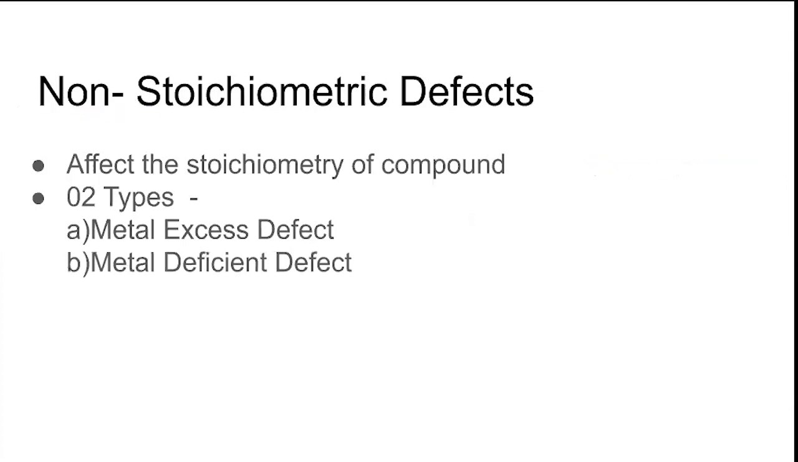Now coming to non-stoichiometric defects. What is the effect of non-stoichiometric defects? Do they affect the stoichiometry or not? Yes, they affect the stoichiometric ratio. And there are two types again here: metal excess and metal deficient.